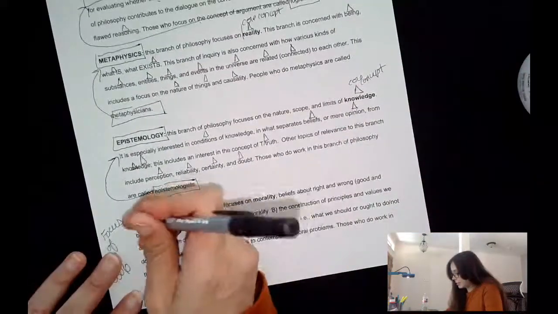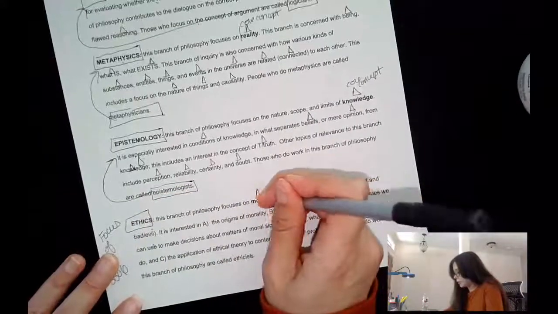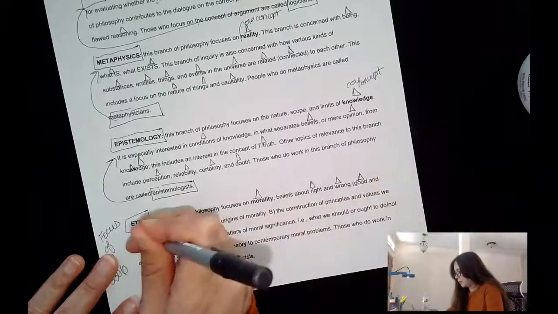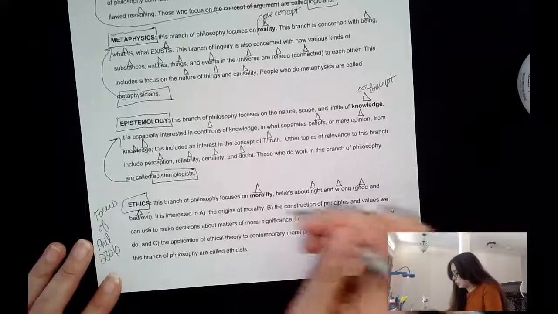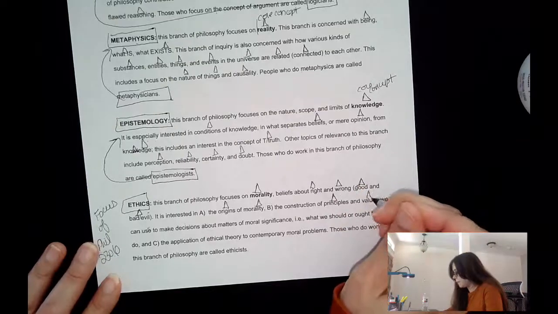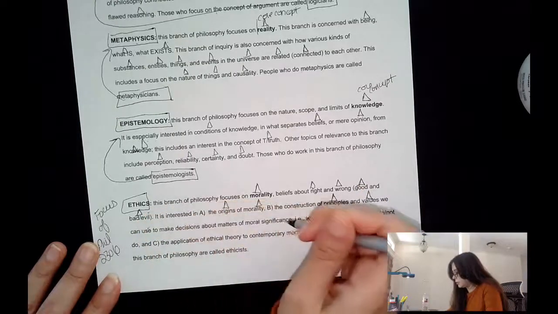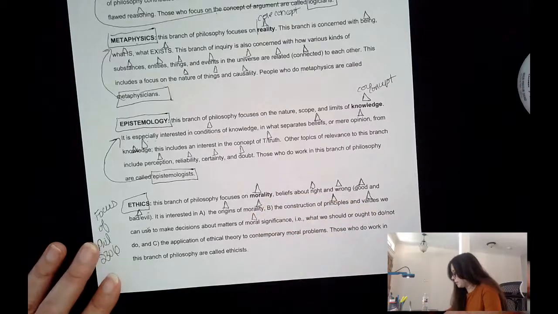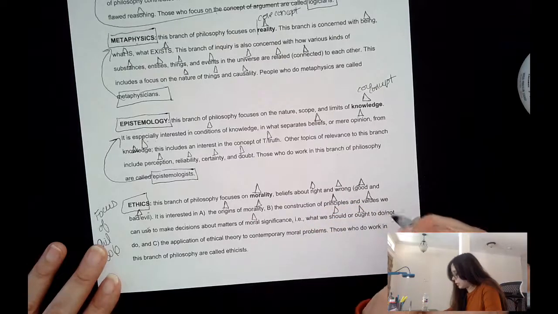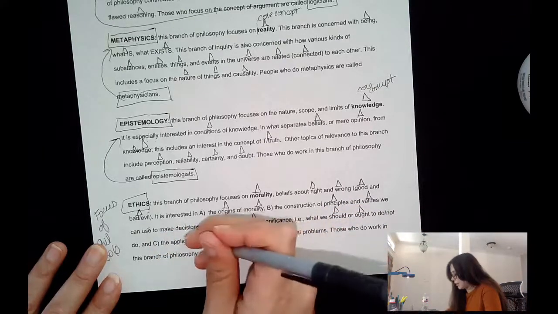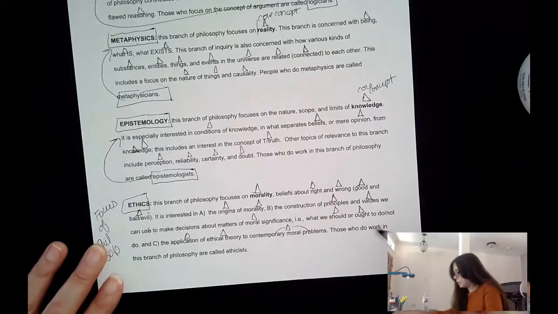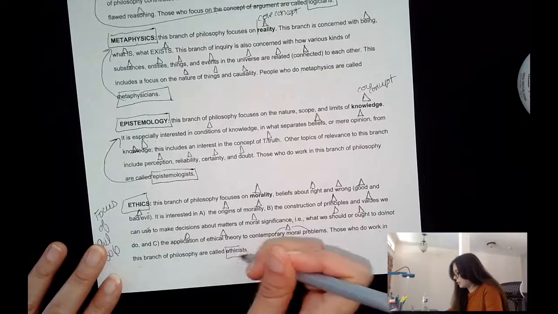So ethics is a branch that focuses on morality, that is, beliefs about right and wrong, good and bad, or evil. It is interested in the origins of morality and the constructions of principles and values that we can use to make decisions about matters of moral significance, what we should or ought to do or not to do, and the application of ethical theory to contemporary moral problems. Those who do work in this branch of philosophy are called ethicists.